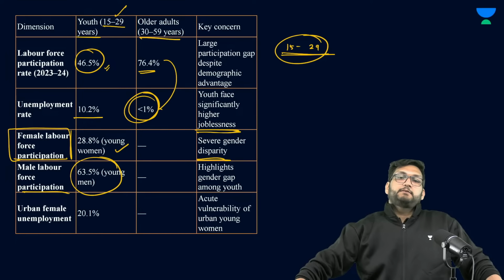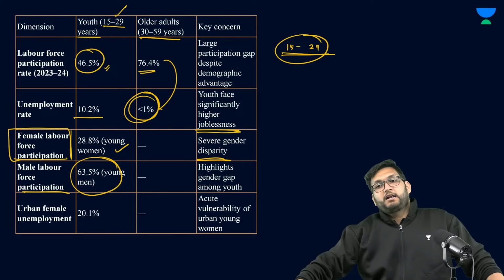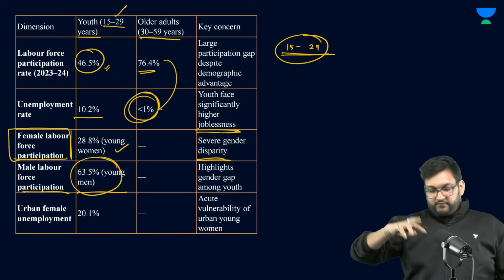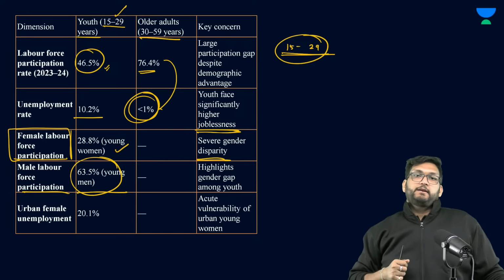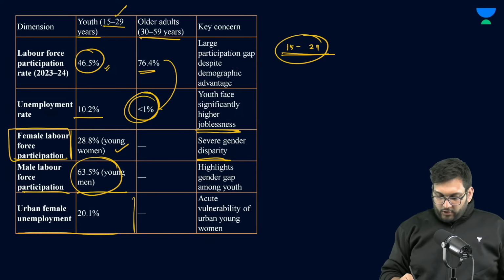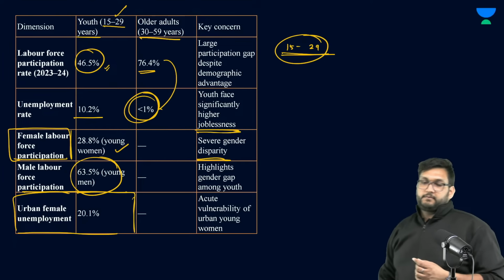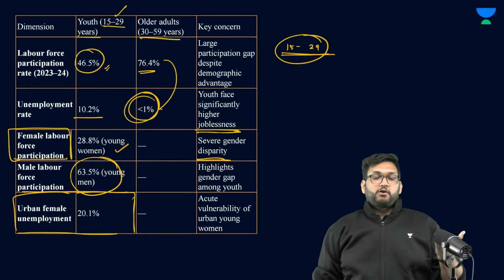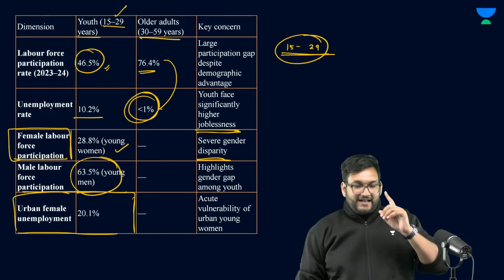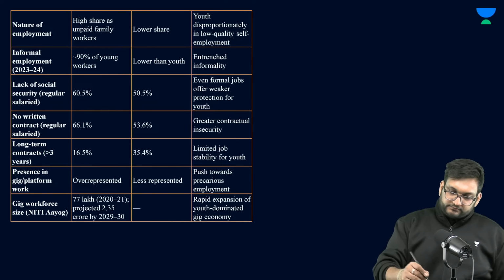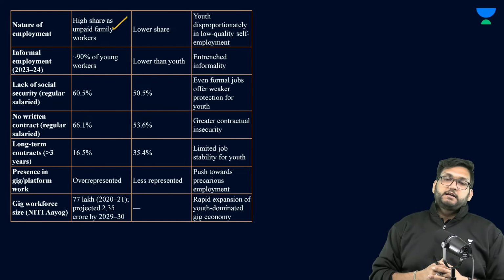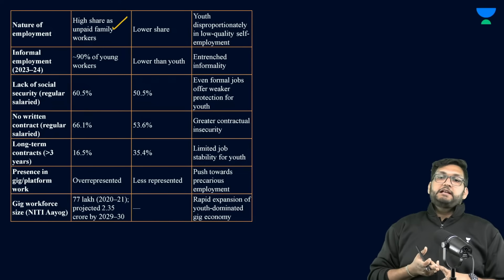Once they become extremely stable at the age of 30, then they are allowed to work. So 63% of young men are working, only 28.8% of the women are working. And urban female unemployment is at 20%, double that of overall unemployment. If that is not enough, the nature of work is even more problematic. Mostly unpaid family labor for women.